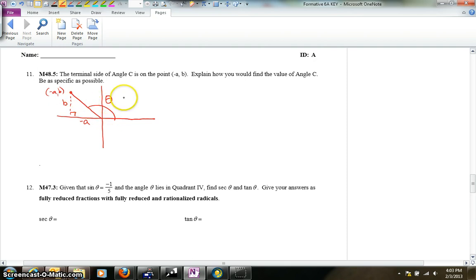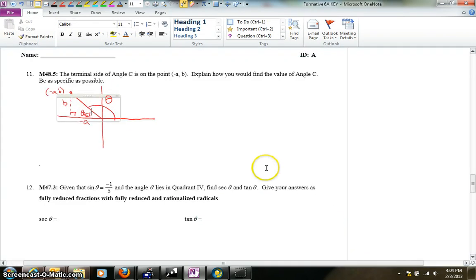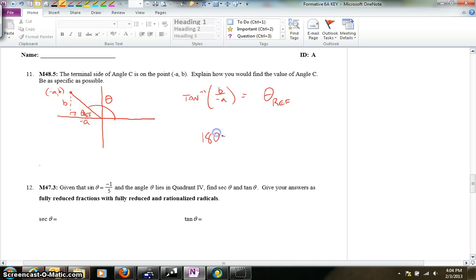So the only way we could find theta is if we found theta's reference angle first. We had no need to find the hypotenuse, so we didn't use the Pythagorean theorem or anything here. All we simply needed to do was to do inverse tangent of b over negative a. That would give us the reference angle. Now that reference angle is in the second quadrant, so we would have needed to take 180 minus the reference angle. And that's how we would find theta.